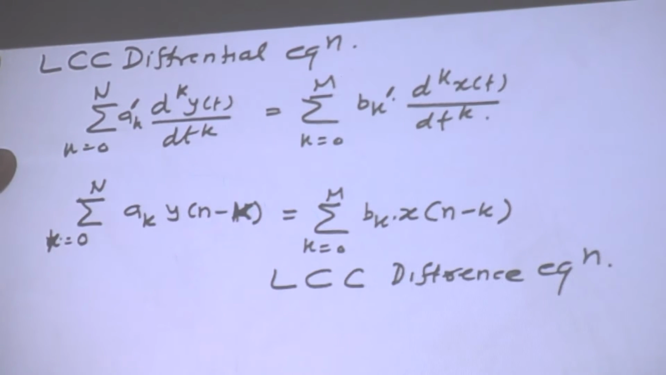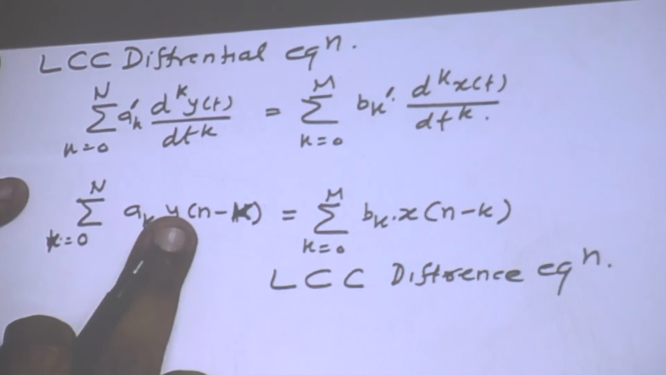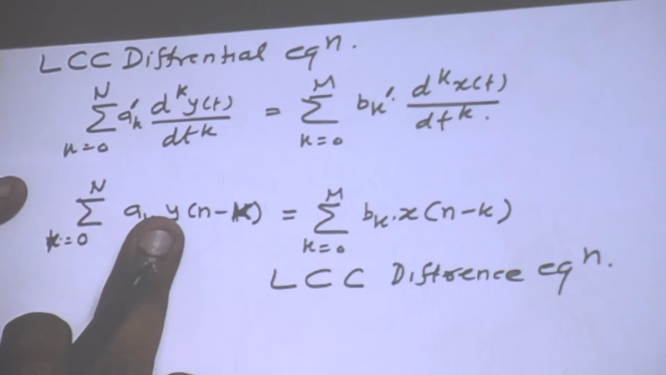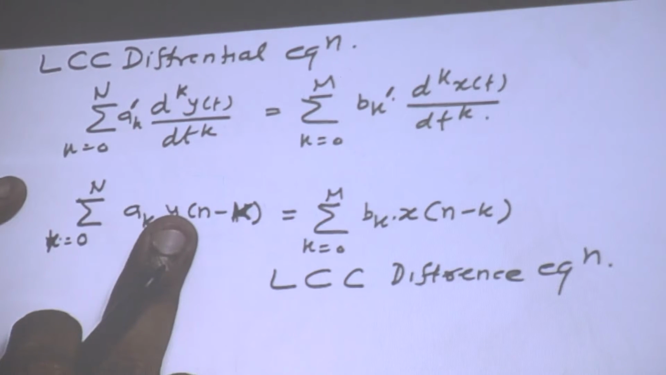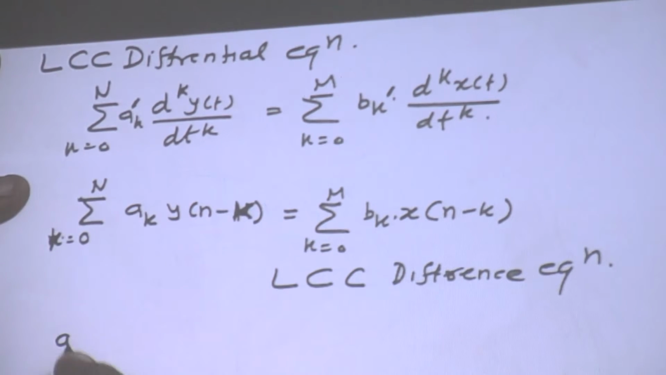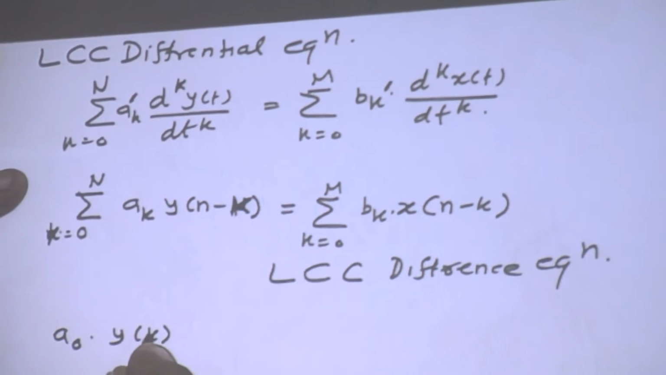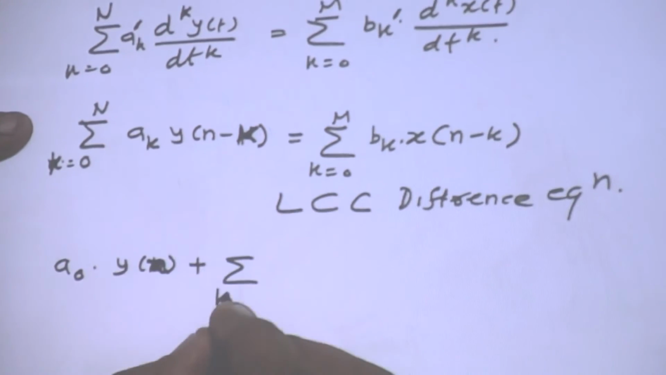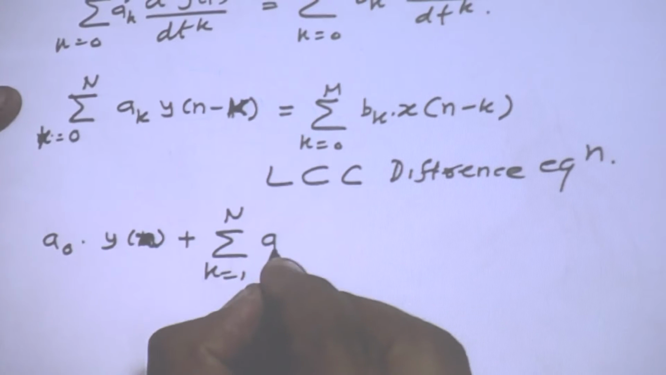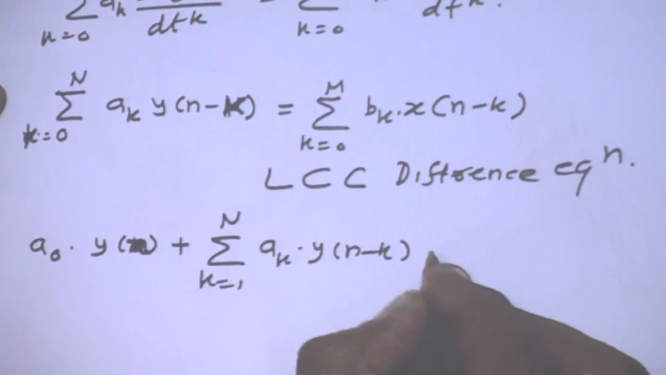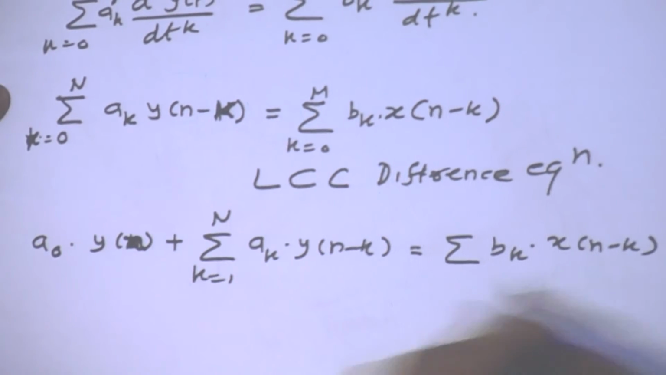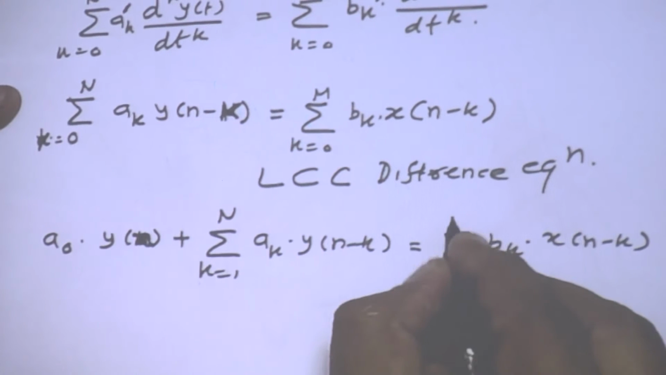So the governing equation for a discrete time system is something like this. However, it is not written in this form. The form used for writing the difference equation of a discrete time system is going to be like this. So I write this as a0 times y of n plus summation of k going from 1 to n, ak times y of n minus k, is equal to summation of bk times x of n minus k, k going from 0 to m.